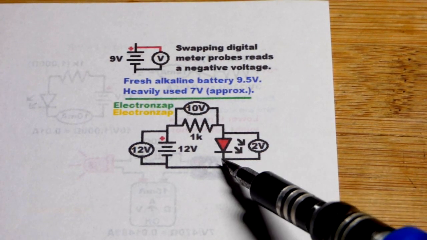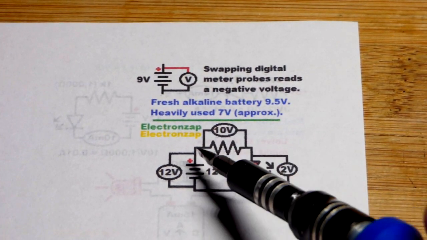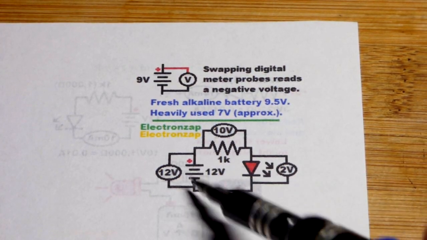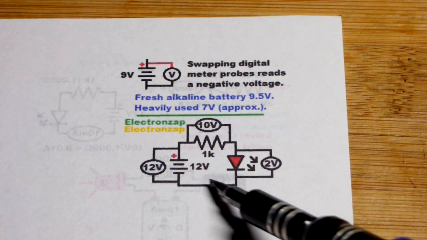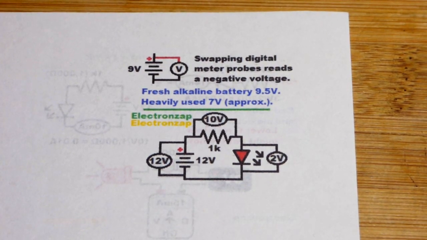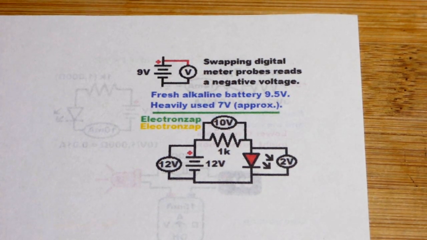You can measure that with the multimeter right there. That leaves 10 volts across the resistor for setting the current. 10 volts divided by 1,000 ohms is 10 milliamps of current. So that's how much current's going to flow through this circuit. So it's important to understand voltages and therefore measuring voltages with the multimeter.